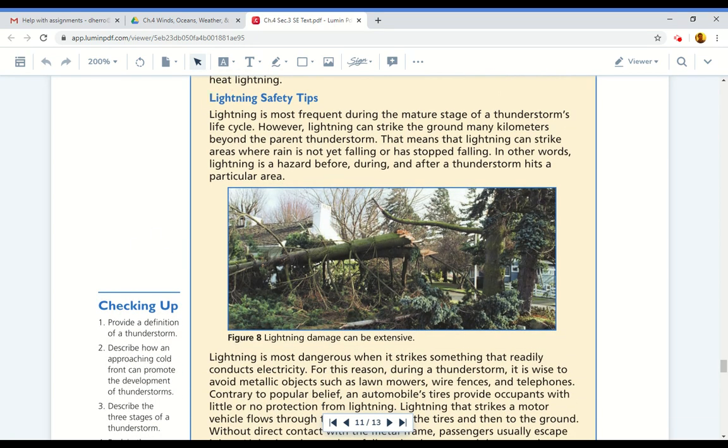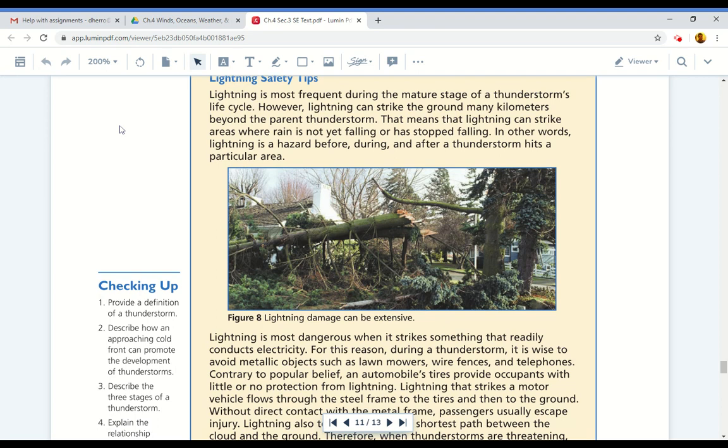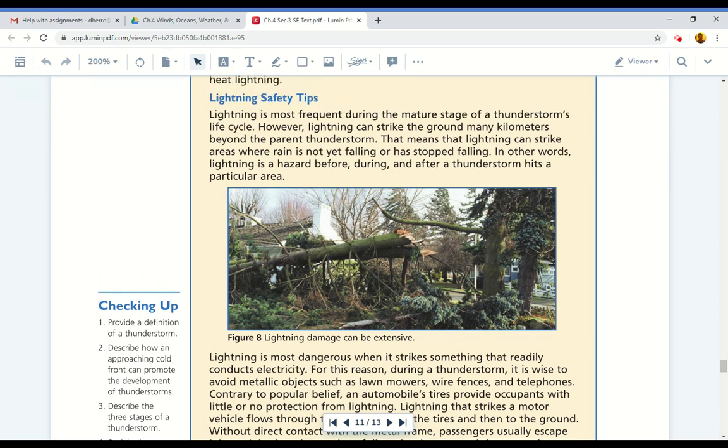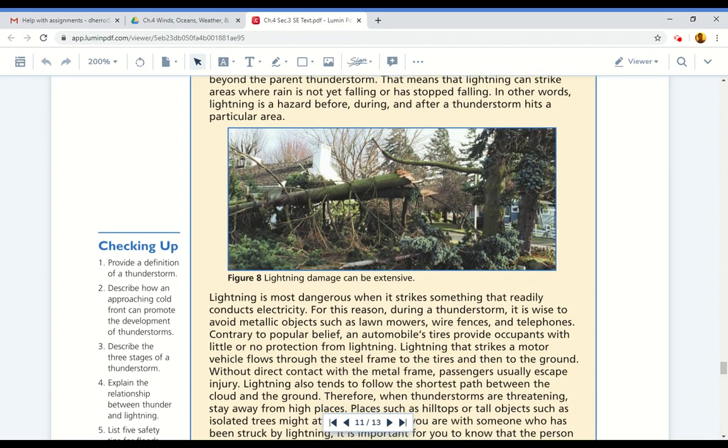Lightning safety tips. Lightning is the most frequent during the mature stage of a thunderstorm's life cycle. However, lightning can strike the ground many kilometers beyond the parent thunderstorm. That means that lightning can strike areas where rain is not yet falling or has stopped falling. In other words, lightning is a hazard before, during, and after a thunderstorm hits a particular area.